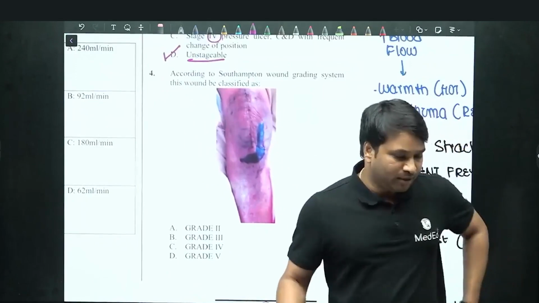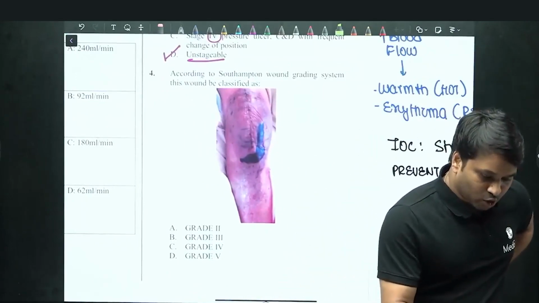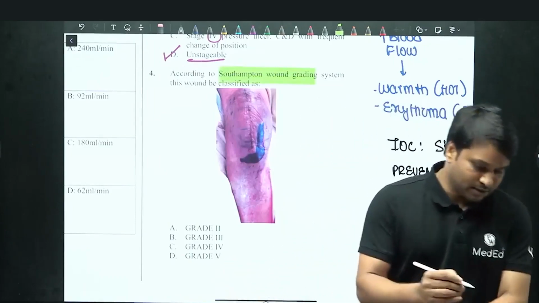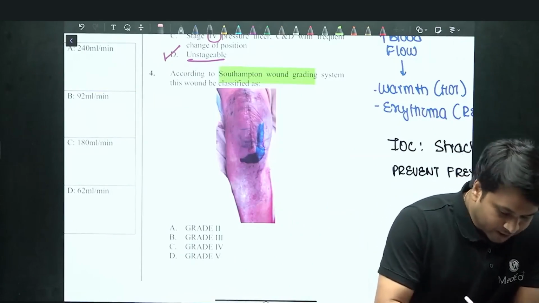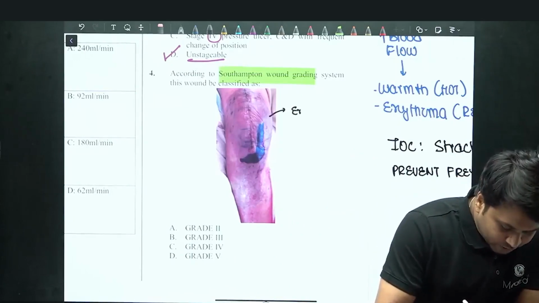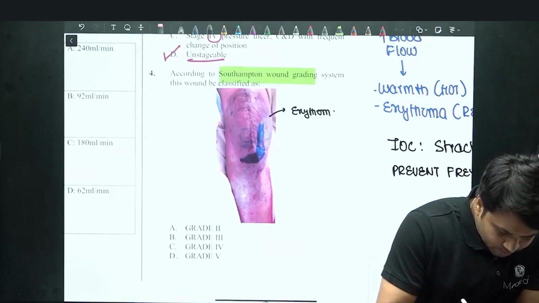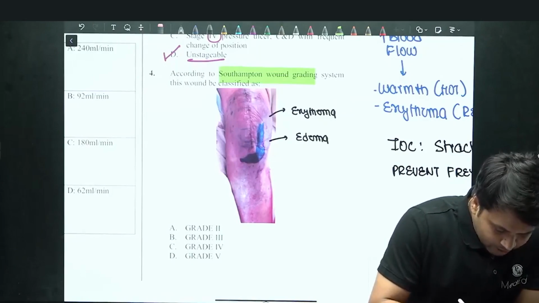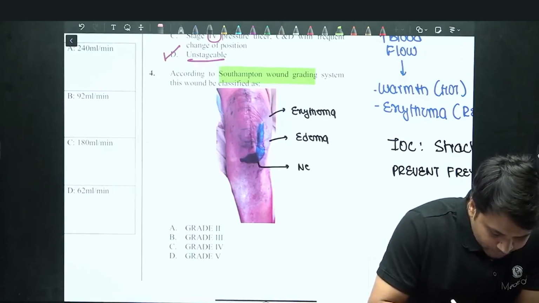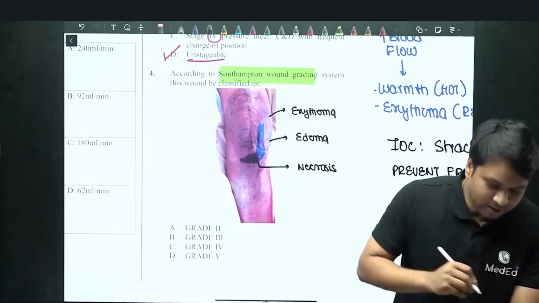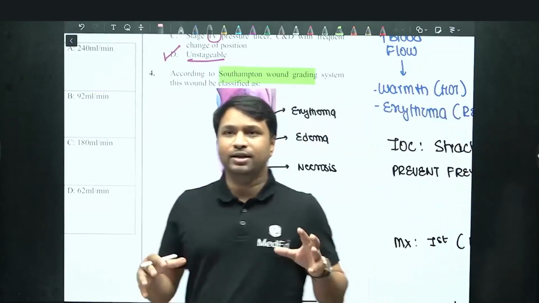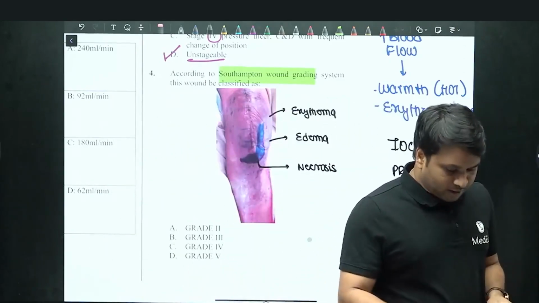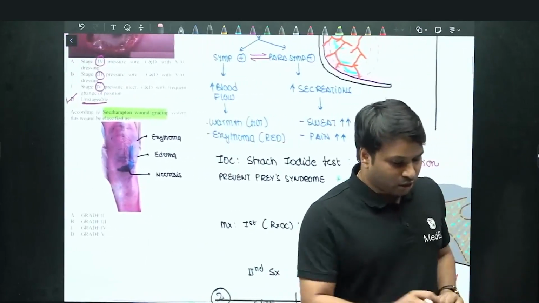According to the Southampton wound grading system, this wound will be classified as. So when you look at this wound, what am I seeing? I am seeing the presence of erythema. There is presence of edema also, and along with edema, there is presence of necrosis. So there is erythema, edema around the wound, and a necrotic patch present in this particular wound. So let's see what your Southampton wound grading system is going to say about it.